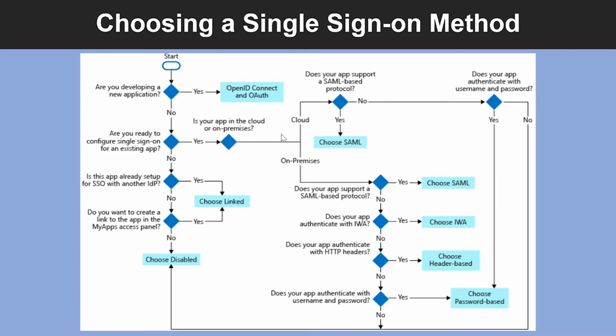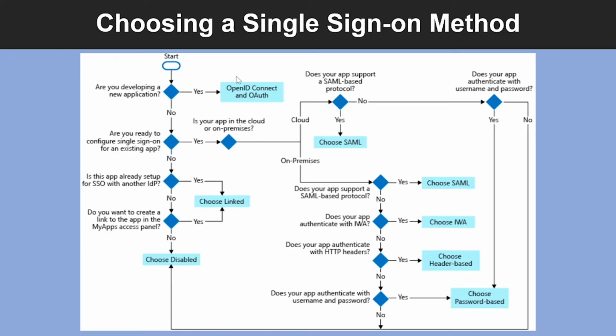So, how do you choose a single sign on method? There are several ways to configure an application for single sign on. Choosing a single sign on method depends on how the application is configured for authentication. These cloud applications can use OpenID Connect, OAuth, SAML, password based, linked, or disabled methods for single sign on. This flowchart helps you decide which single sign on method is best for your situation.